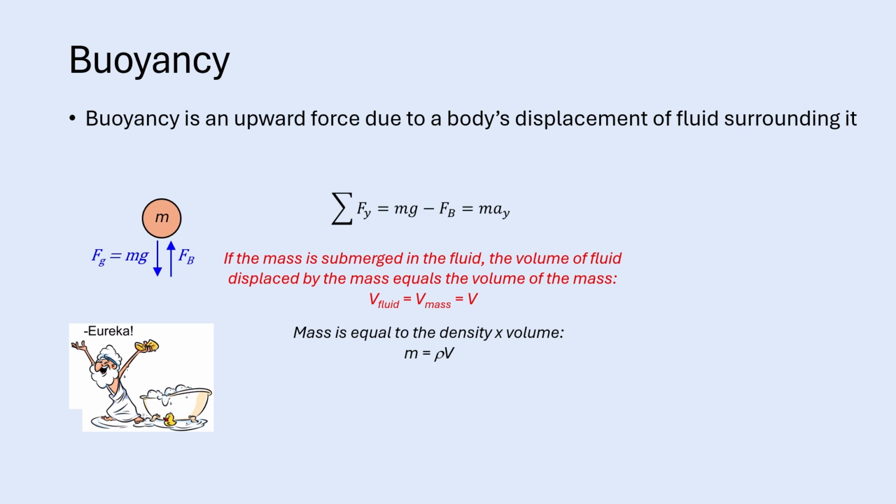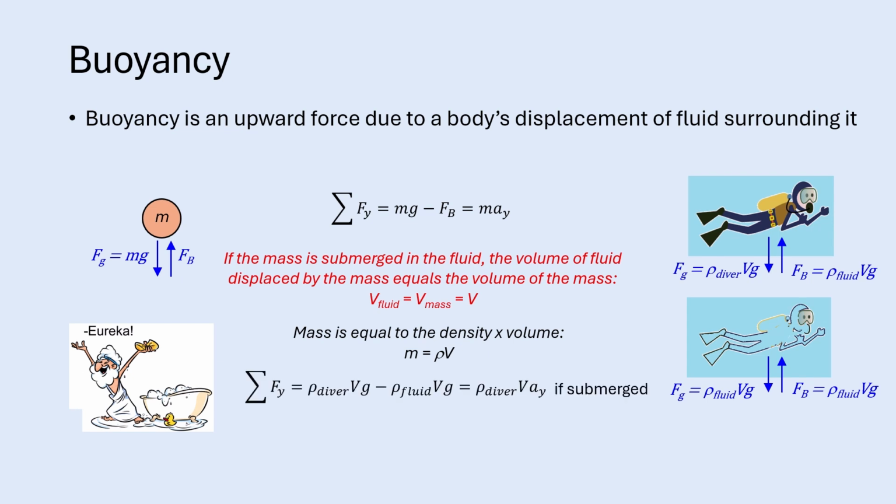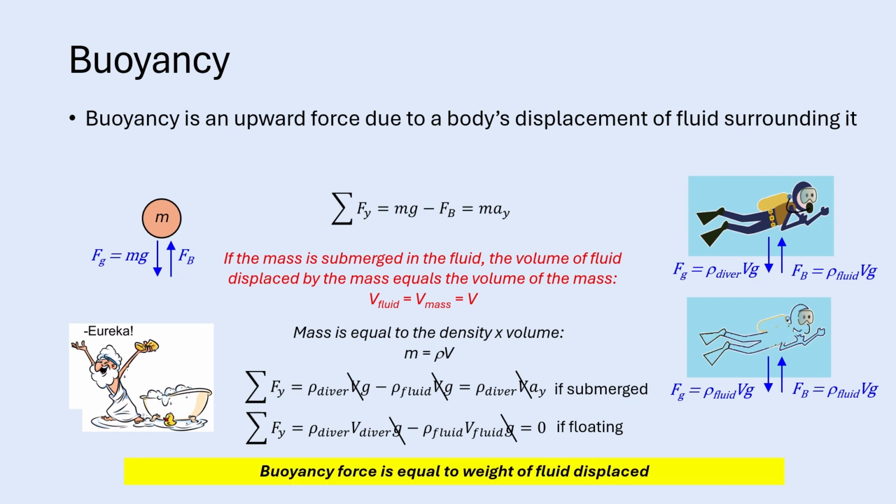So how do we quantify the buoyant force? Well, if you were diving in the ocean, your weight would pull you down. If you were made entirely of the fluid, you would be in static equilibrium, so the buoyant force would be equal to your weight. So the buoyant force is equal to the weight of the fluid displaced by your volume. You can write Newton's second law and calculate your acceleration if submerged, or the density ratio if floating. Just remember, the buoyancy force is equal to the weight of the fluid displaced.